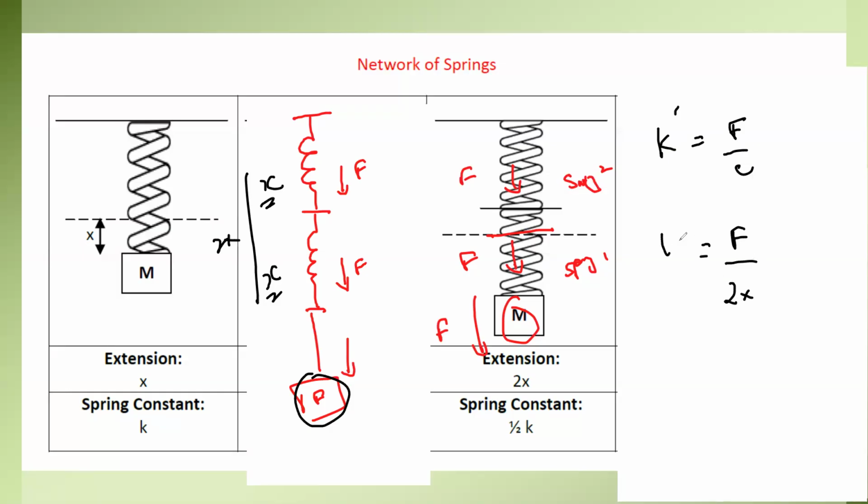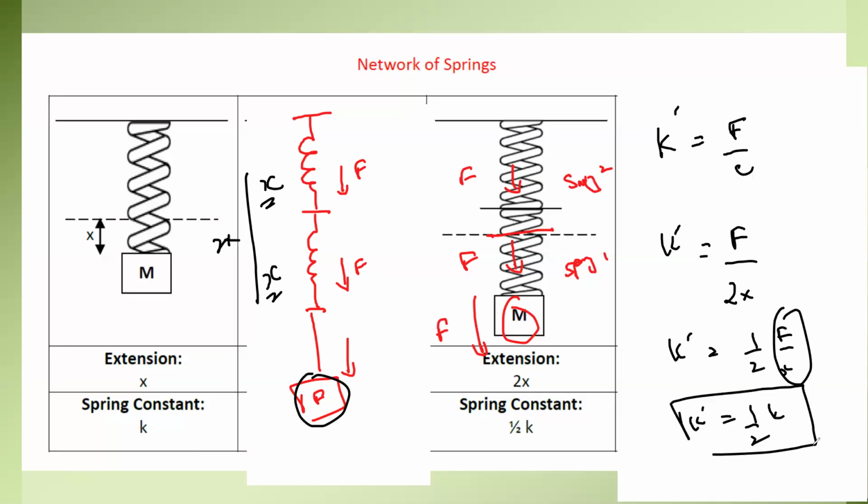The extension is 2X. So the new spring constant will be 1 over 2 times F over X, and F over X is K. So I can say the spring constant, or the stiffness, of the system will be half of the individual spring. So it means it becomes easier to stretch the springs when they're connected from one end to another as compared to when they're connected in parallel.